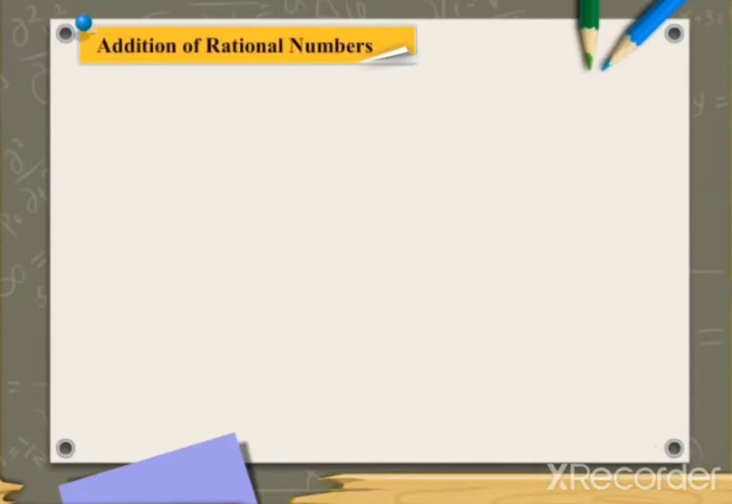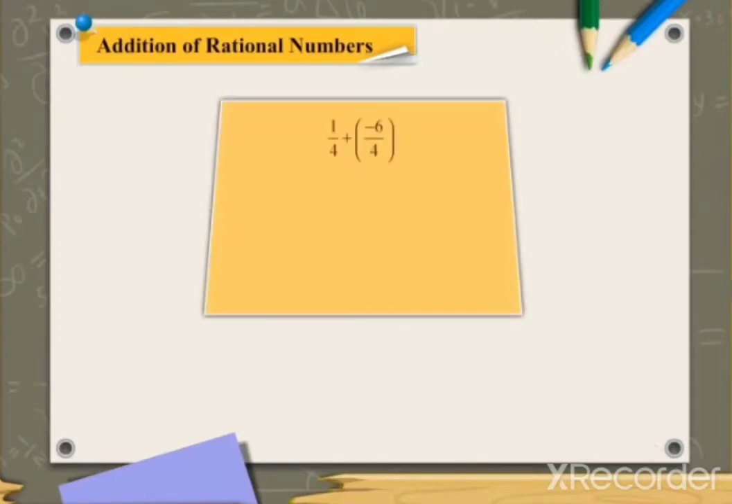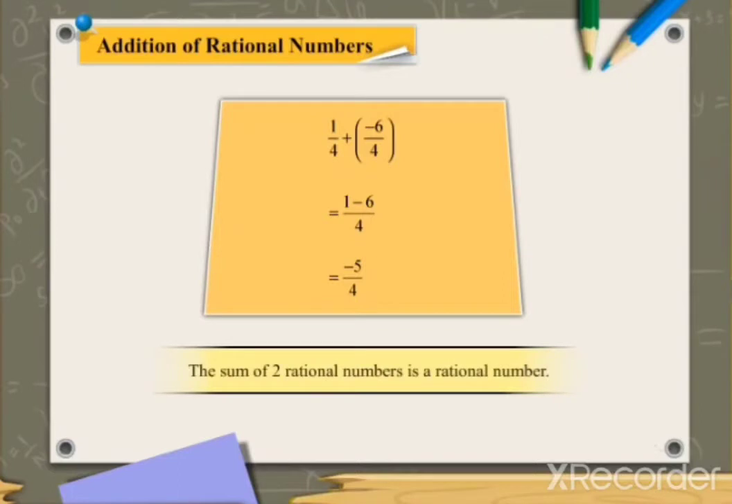We can add two rational numbers as we add any two fractional numbers. Let's add 1 upon 4 and minus 6 upon 4. Since the denominators are the same, we add the numerators. This is equal to minus 5 upon 4, which is a rational number. Therefore, we can say that the sum of two rational numbers is a rational number.